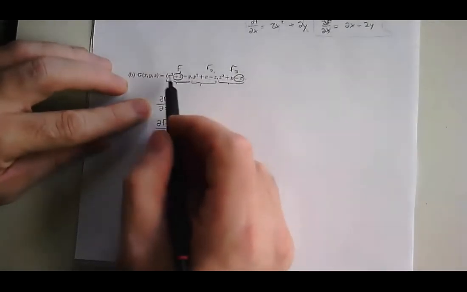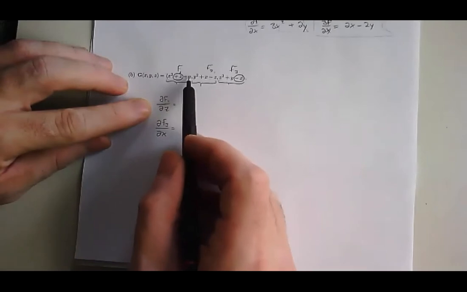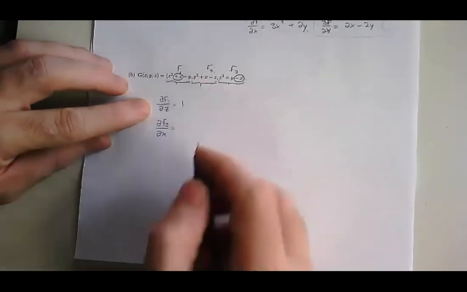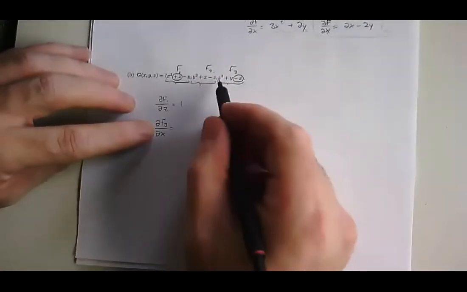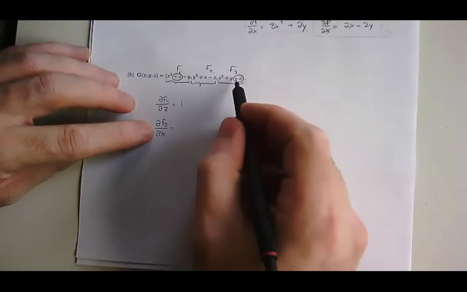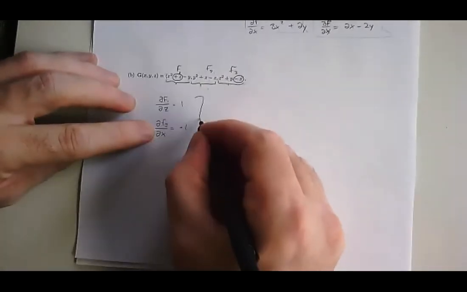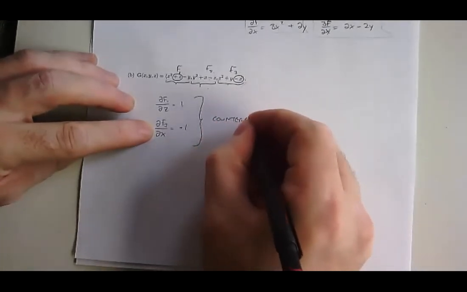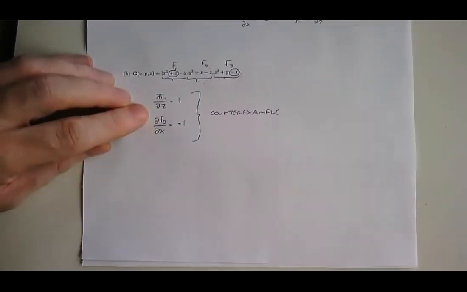For f1, if we take a partial with respect to z, the x squared and the minus y are treated as constants, and our partial derivative is just 1. If I take a partial of f3 with respect to x, the z squared and the y are 0, and negative x gives us negative 1. So that right there is a counterexample, right? That single counterexample tells us that this is not a conservative vector field.